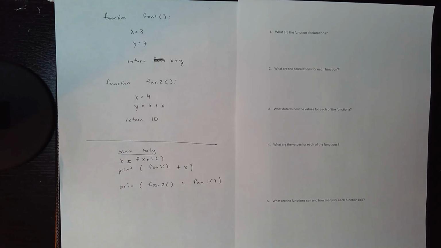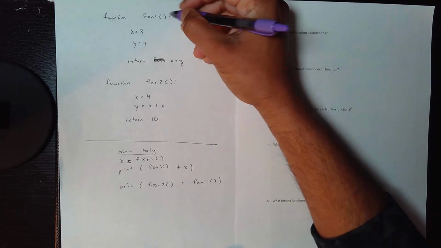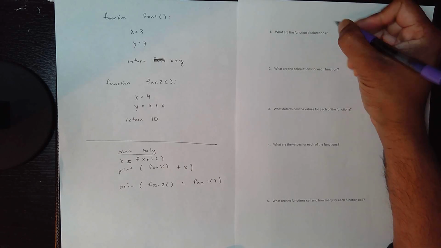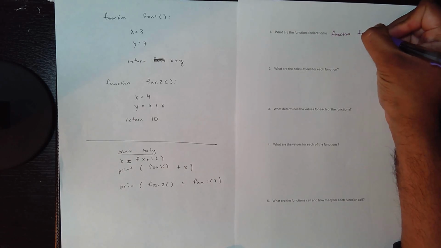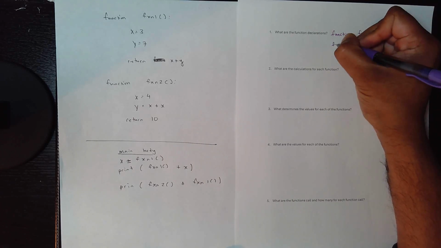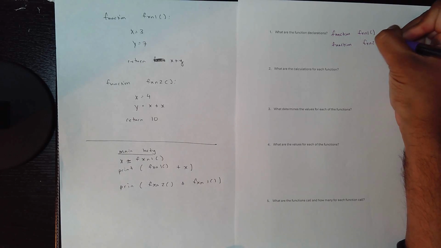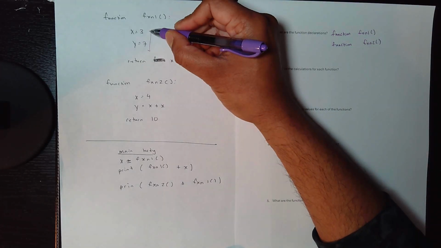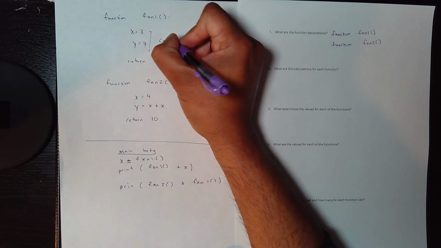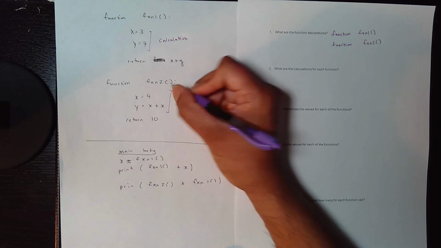So understand now, let's go, this process should now be easier. We've done it a few times, right? So what are our function declarations? It's here and here. So our declarations are function fxn1, function fxn2, okay? What are the calculations of each of the functions? Again, this is our calculation here. This is our calculation here.